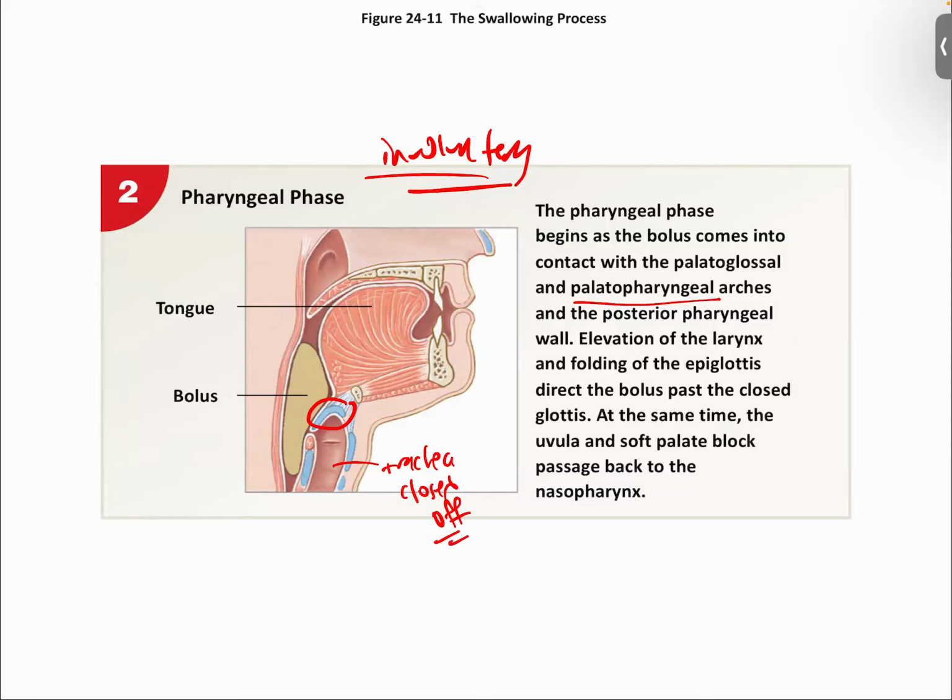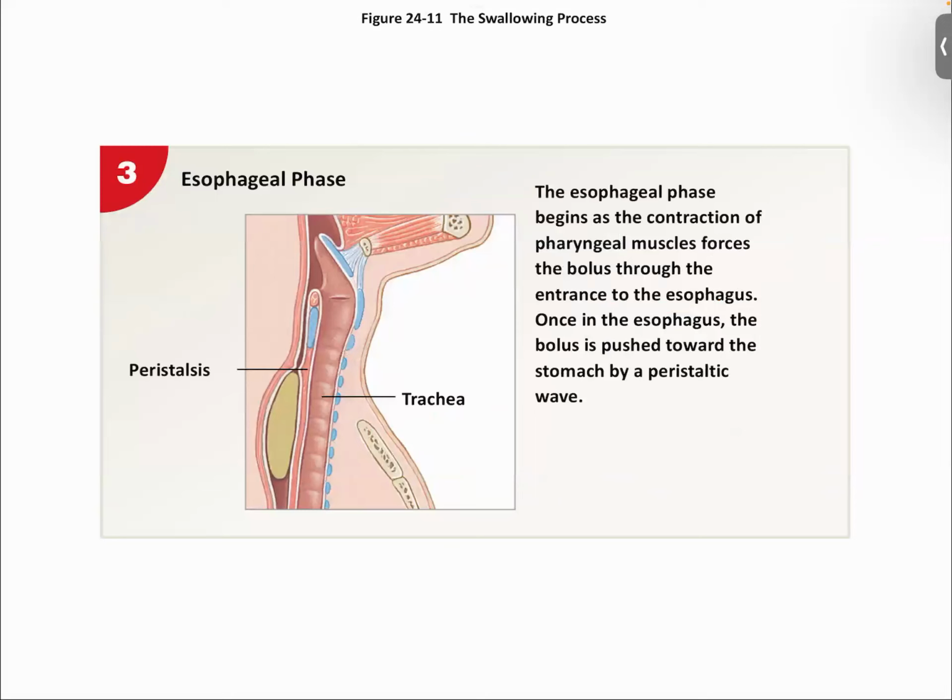Because the epiglottis will close off the trachea, the food bolus will go down the esophagus on the way to its stomach. So this is the pharyngeal phase. It's in the back of your throat now. Then it'll move into the esophageal phase where it gets down beyond the trachea. It's moving down into the chest. And so it's moving by peristalsis, which is muscular contraction.